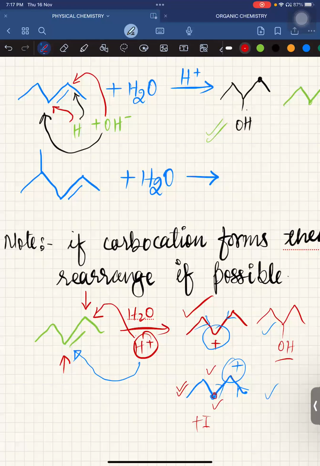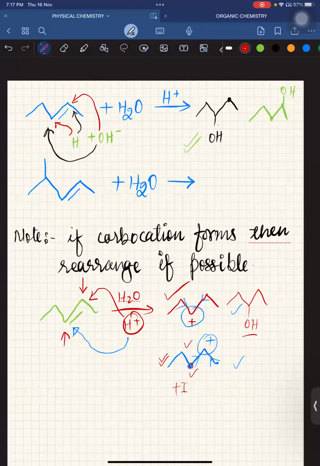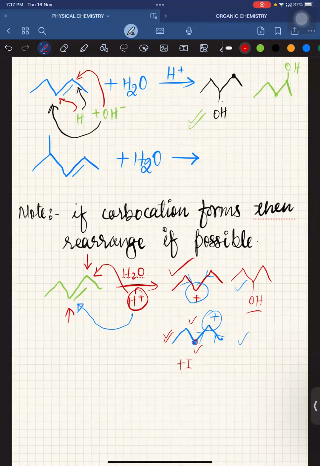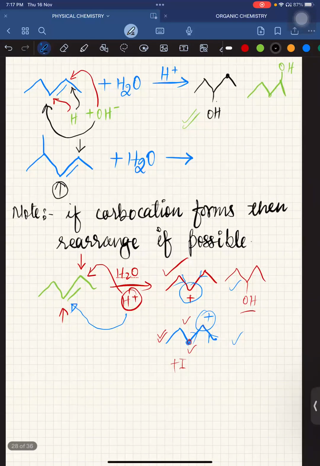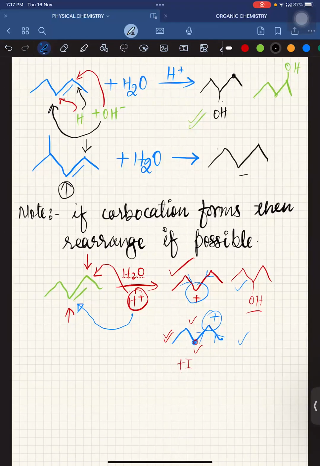Okay, just wait a minute. Okay, for the next one, I'm going to show you. The next one is very important. So either positive charge can come here or positive charge can come here. If you make the positive charge here, hydrogen will be added on the next. So I'm going to show you. If I make the positive charge here, it will be like this.